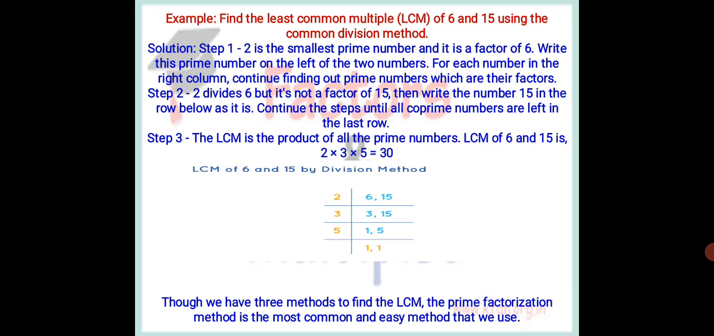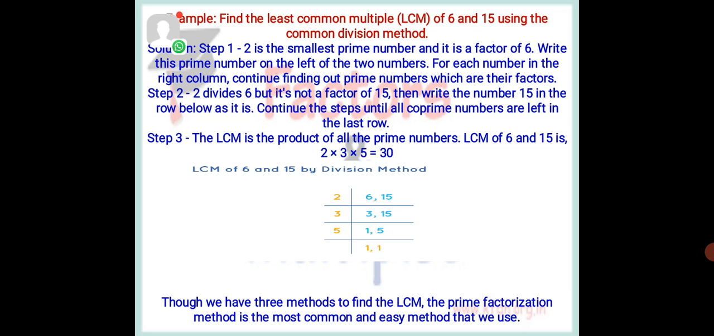Example: find the least common multiple, LCM, of 6 and 15 using the common division method. Solution, step 1.